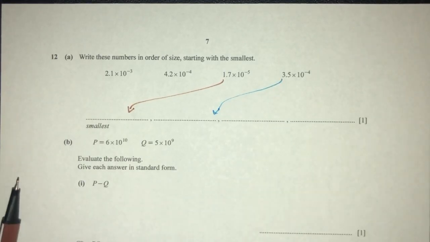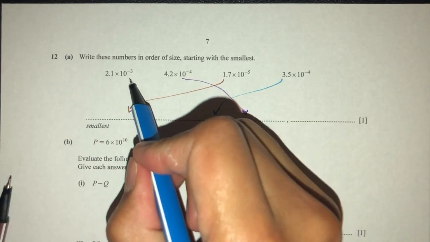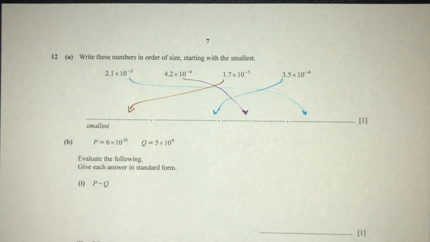And then we have this one. And then finally, this one will be the largest. That will be part B. Again, this is pretty easy. I hope you guys understand why it is in this order. Okay, it is only 1 mark.